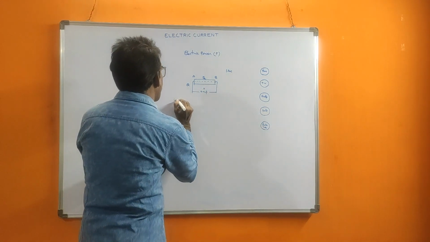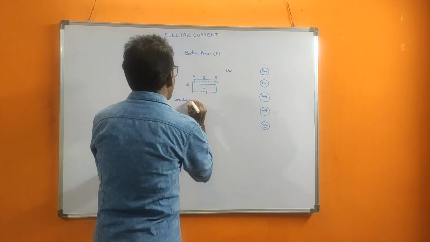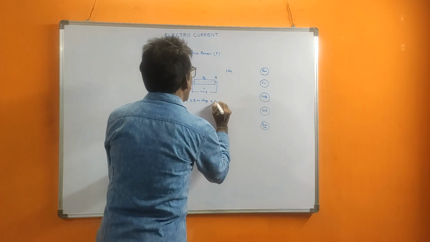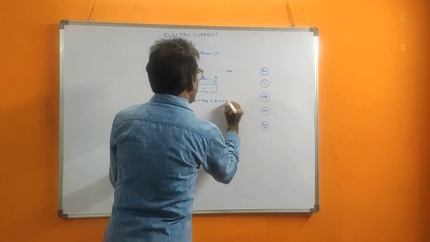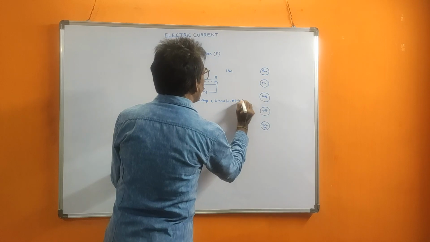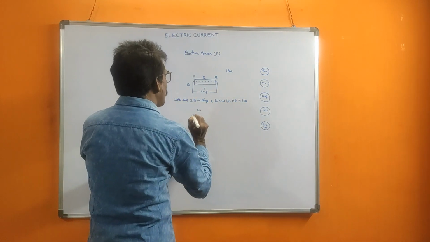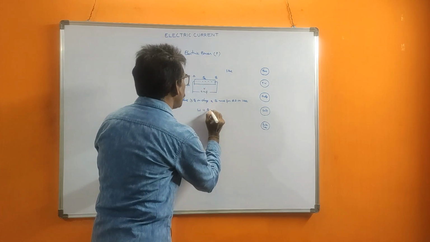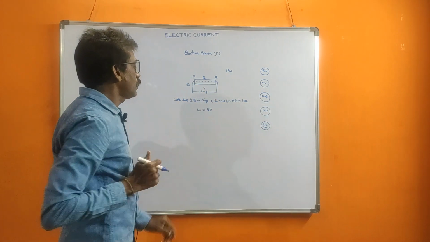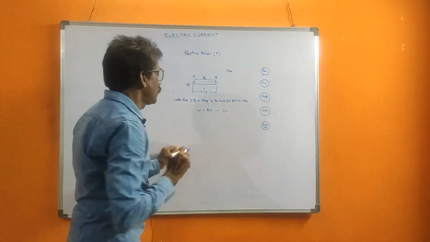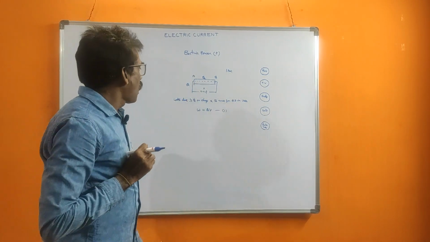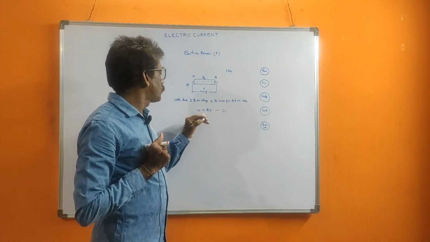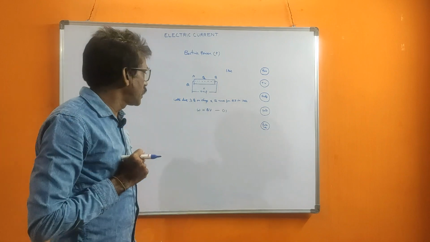That's why the work done by the electric field on charge Q to move from A to B in 1 second, that is W. How much work is done? W is equal to Q into V, where V is the voltage. So this is equation 1. See, the work done by the electric field on the charge passing from A to B in 1 second is W is equal to QV.